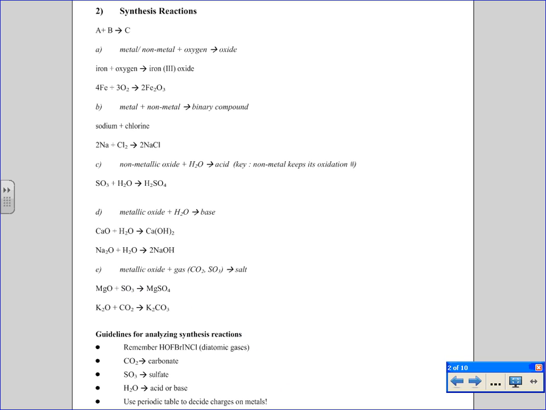Here's a few little reminders. Always look to use Hofbrinkel. That's important for all reactions. If you've got a metallic oxide reacting with CO2, it'll upgrade to a carbonate. With SO3, it'll upgrade to a sulfate. When you add H2O, and these are non-metal oxides or metallic oxides, it's either going to be an acid or a base, depending on whether it's a non-metal oxide or a metallic oxide. And then also always remember to use your charges when writing formulas.